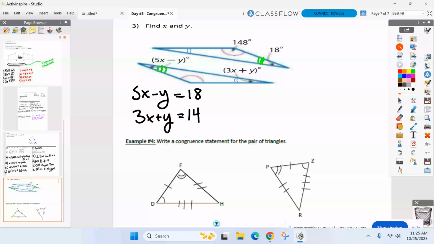Now look at that system. That's not bad. It could be a lot worse. Why is this not bad at all? What's happening? The y's, see ya! They're gone. How many x's am I left over with? 8 x's. And then you do have to combine the 18 and the 14 for a 32.